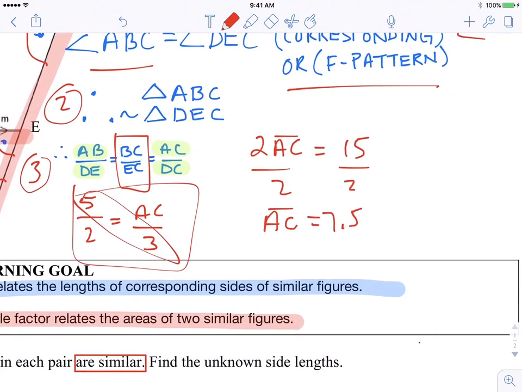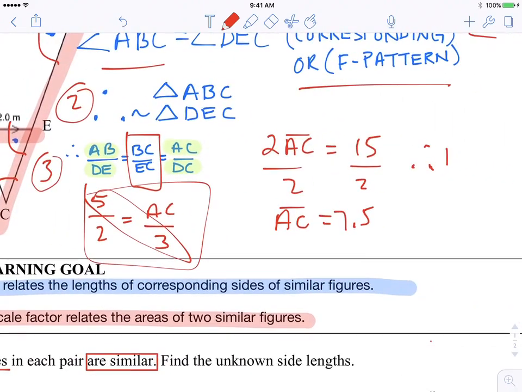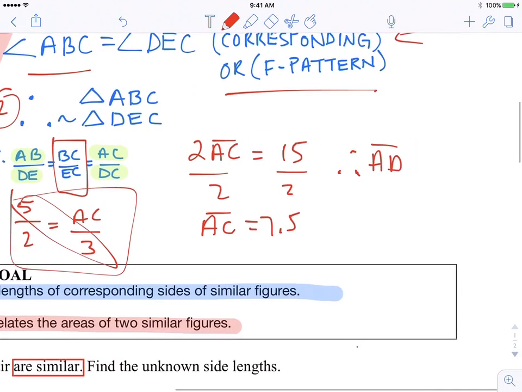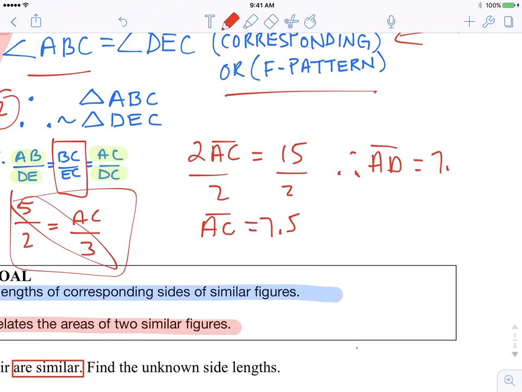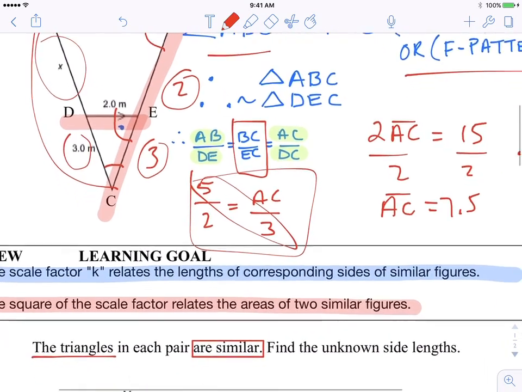Therefore, we're looking for AD. The length of AD is equal to 7.5 minus 3, which is 4.5, and that's when we input meters at the very end. So that has to be 4.5 meters, because we determined that the entire side length of AC is 7.5 minus the 3, we've got 4.5.